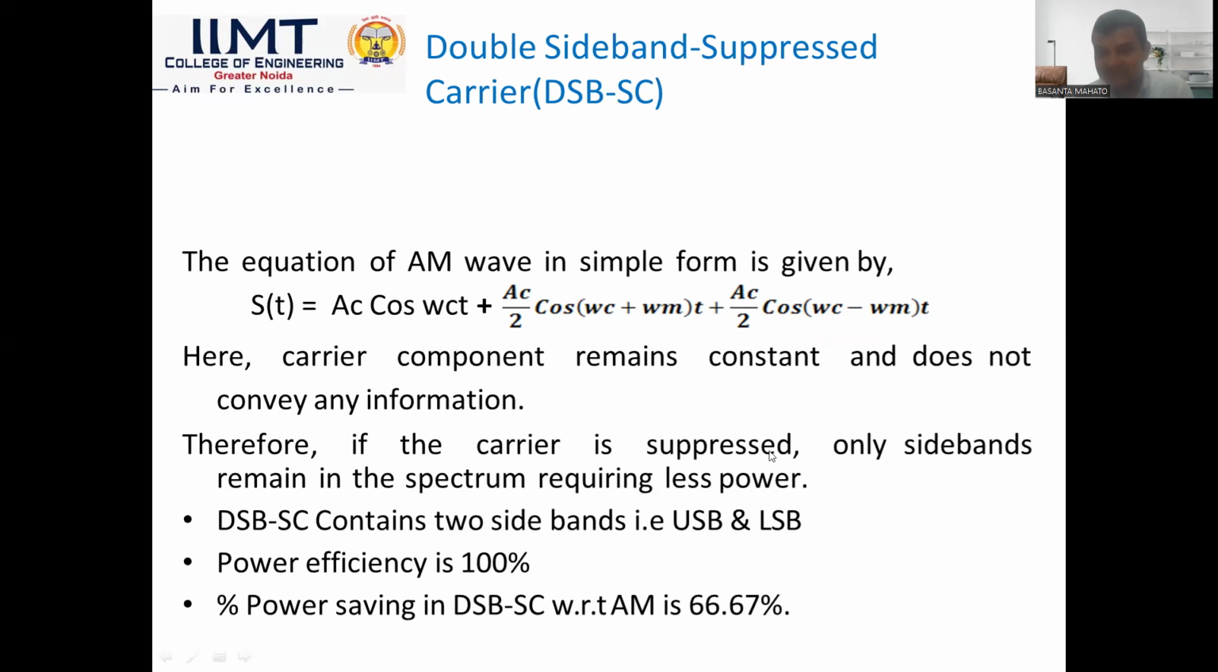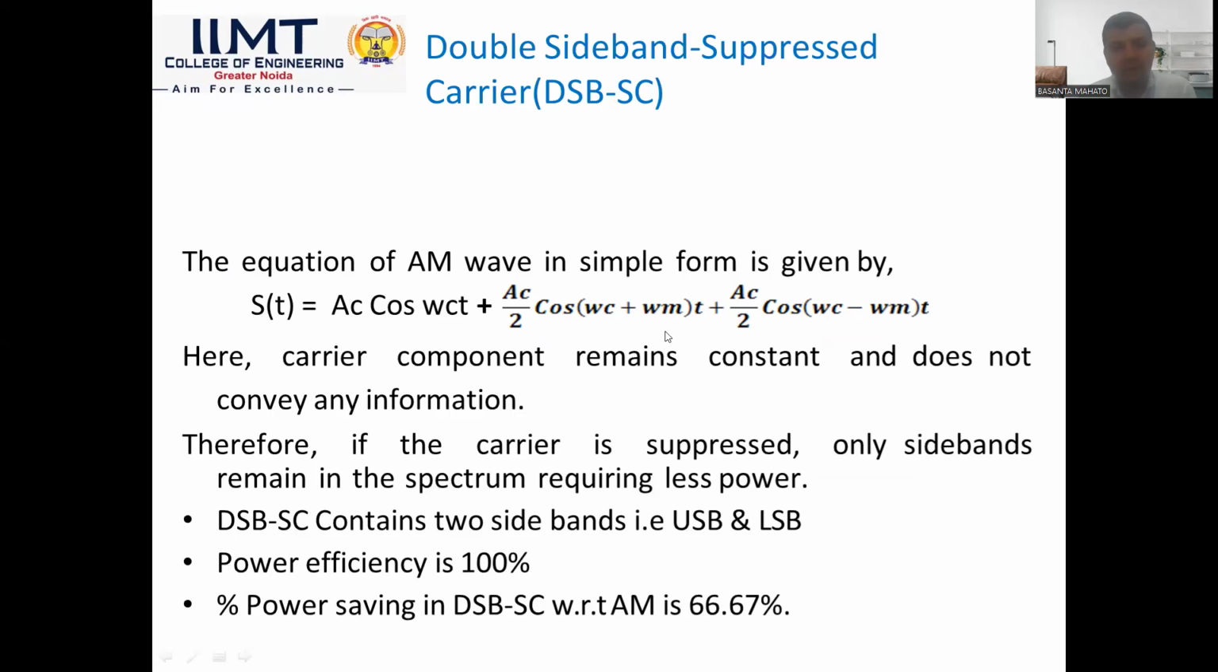But initially, if we transmit this complete signal, and in double sideband suppressed carrier we suppress the carrier, what will happen? If the carrier is separated, only the sidebands remain, requiring low power, because the carrier also consumes power. Our purpose is to transmit the signal with less power. In that case, the efficiency gets increased.